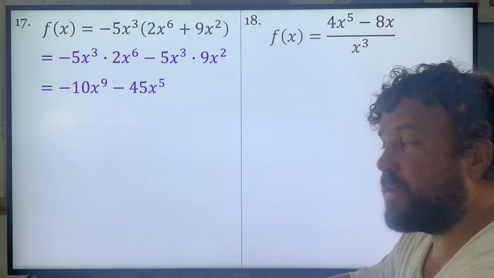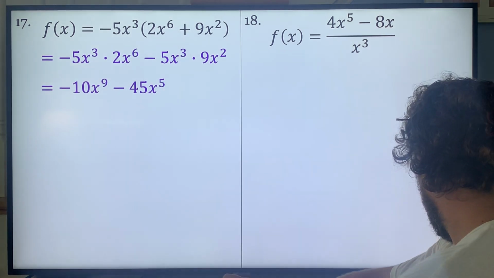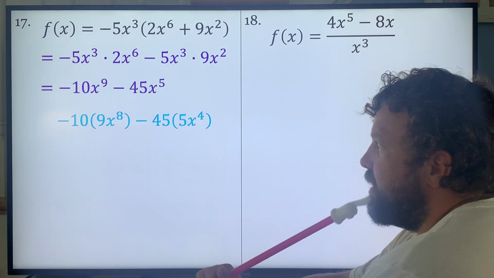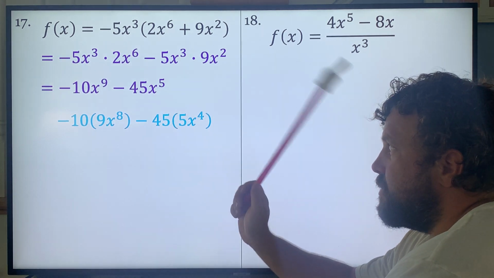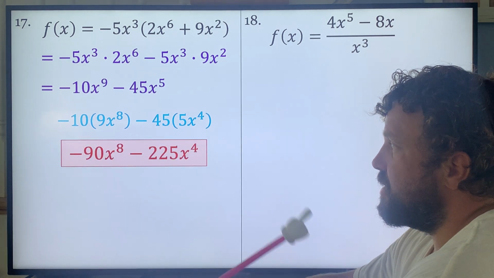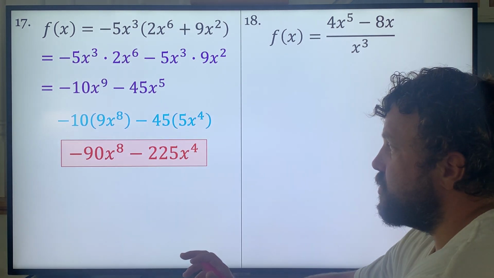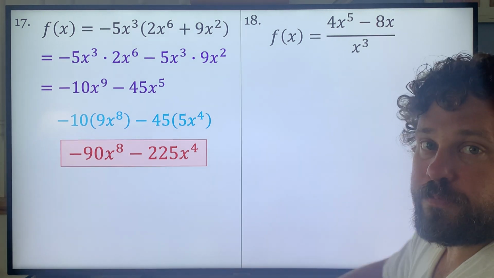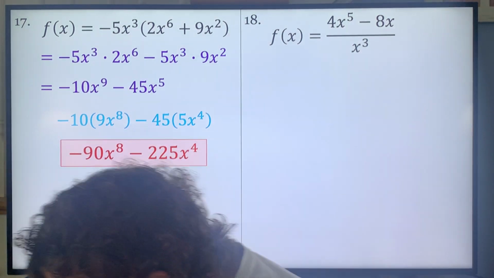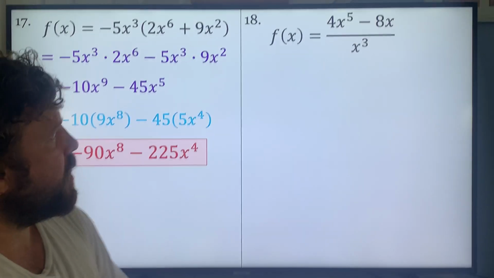Now that I distributed, that I solved it like that, now I can effectively derive. Negative 10 times 9x to the 8th minus 45 times 5x to the 4th. Negative 90 x to the 8th minus 225 x to the 4th. Right? Gonna work out here.